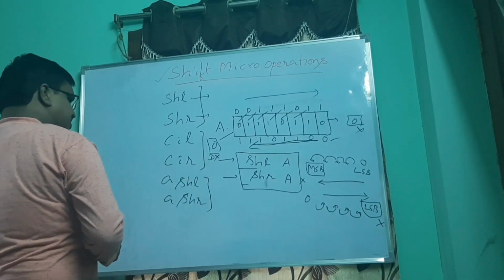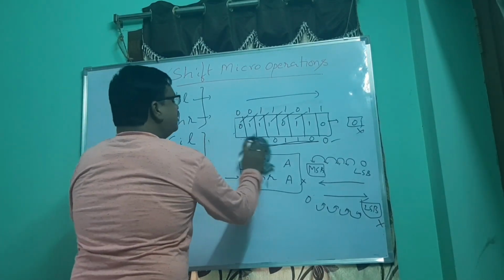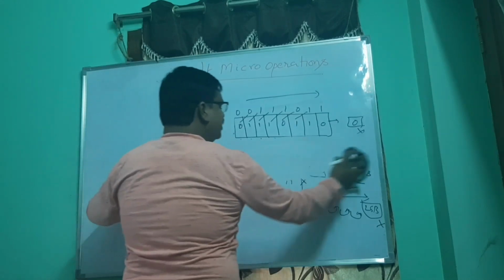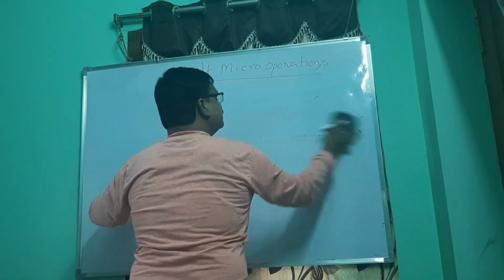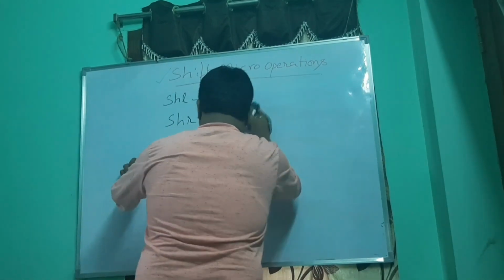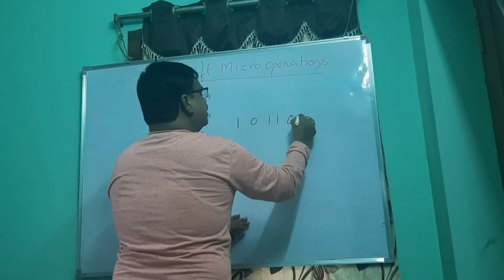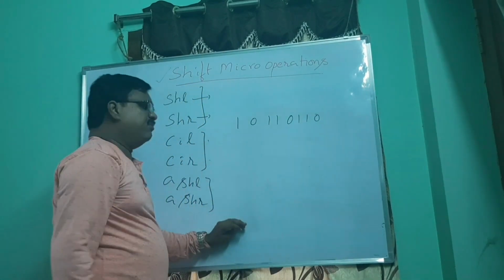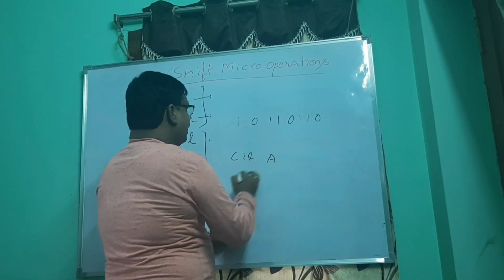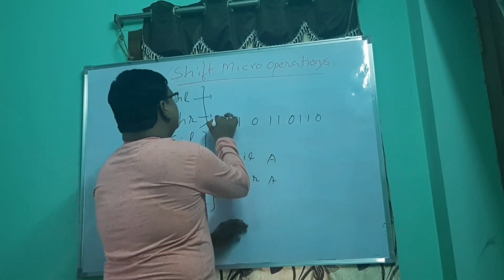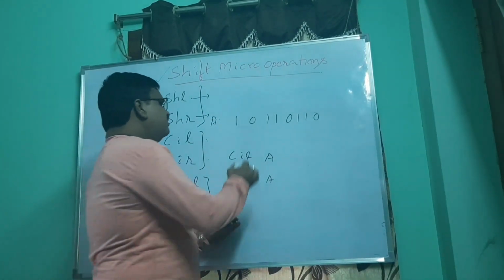Now, how this is different from the remaining two, we'll check it out. So if you take the same number, like this, an 8-bit number, and now we are going to apply CIL A or CIR A. So it is assumed that this data is there in the register A.